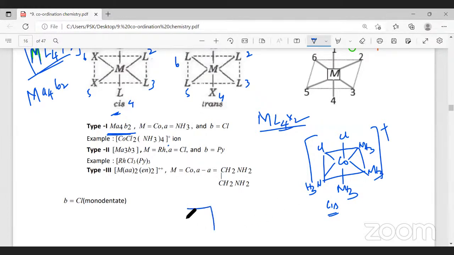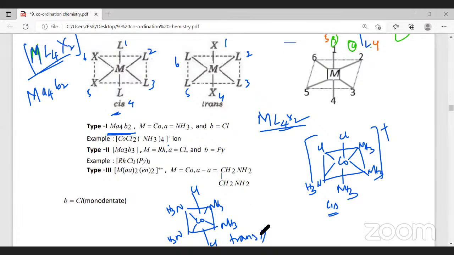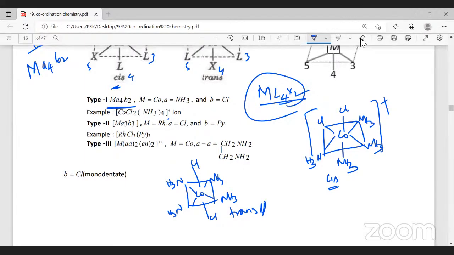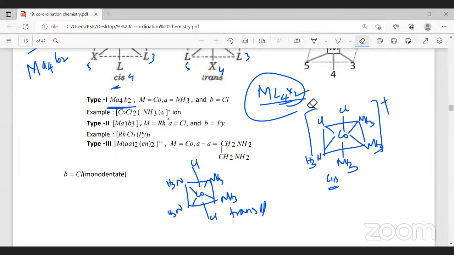Now, if I write trans, I can write like this. I have a square planar. This is cobalt. And I have ammonia here, here also ammonia, here also ammonia, here also ammonia. And here it is chlorine and here it is chlorine. Chlorine is on the opposite side. Therefore, it will be called trans isomer. Did you follow? This is of the type MA4B2 or ML4X2 type. You have to remember this, the types of isomerism possible in coordination number 6. Students, did you follow? Yes, sir.